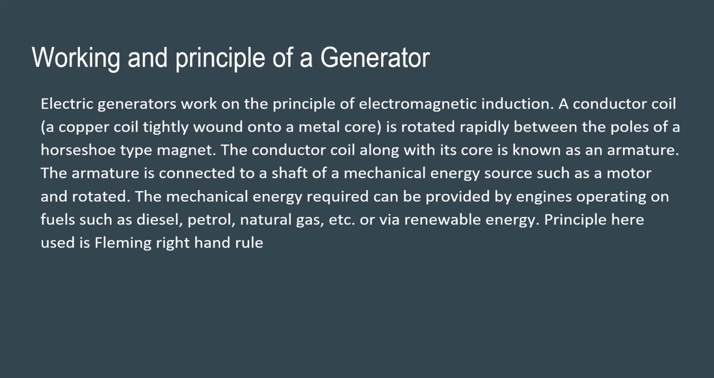Working and principle of a generator. The electric generator is an application of electromagnetic induction. The electric generator works on the principle that when a straight conductor is moved in a magnetic field, current is induced in the conductor. In an electric generator, a rectangular coil with straight sides is made to rotate rapidly in the magnetic field between the poles of a horseshoe type magnet. When the coil rotates, it cuts the magnetic field lines, due to which current is produced in the coil.